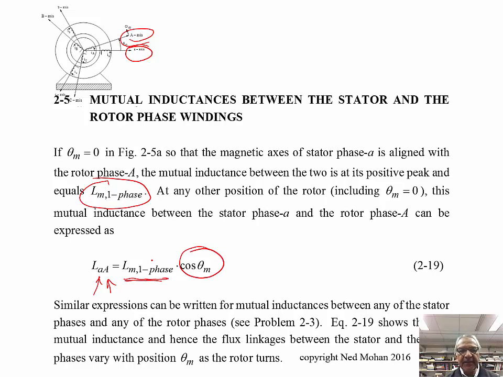And the same would be the case for mutual inductances between any of the stator phases and any of the rotor phases. You have to take the angle between them into account. Okay. And it clearly shows that this mutual inductance between the stator and rotor phases is dependent upon this position theta sub m here.